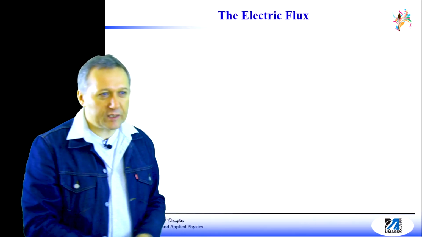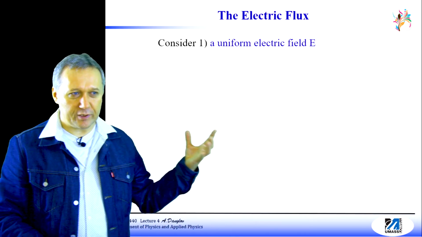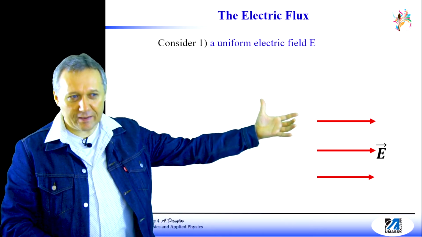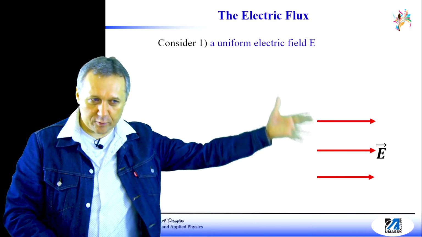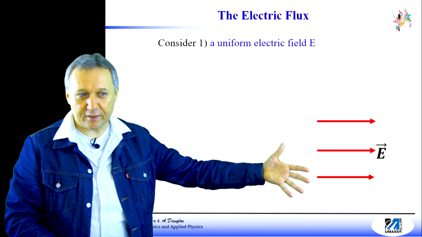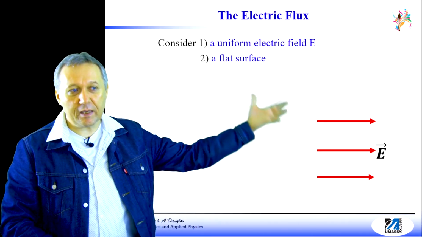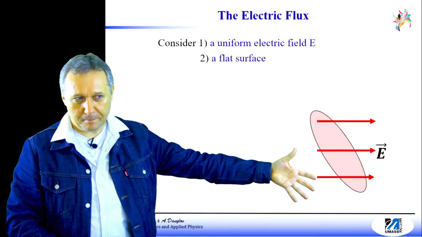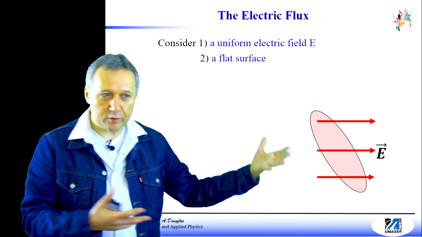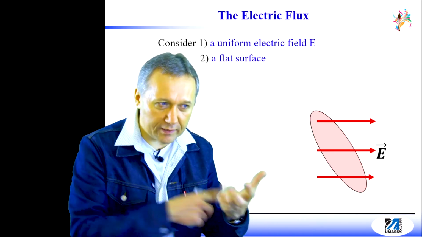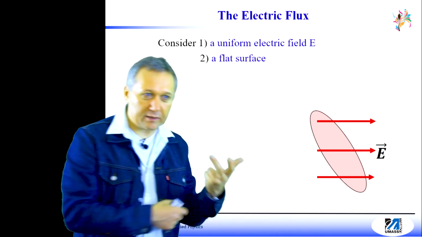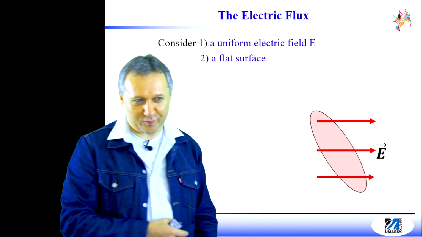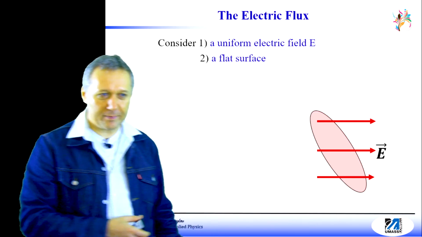So let's first write down the expression for the electric flux for a uniform electric field and a flat surface. Okay, uniform electric field, you see density of electric field lines approximately the same, and a flat surface, for example, like this. Again, every time in order to introduce the electric flux, you need to have what? Electric field and the surface. Because again, the electric flux is a number of electric field lines crossing the surface, or a surface in general.